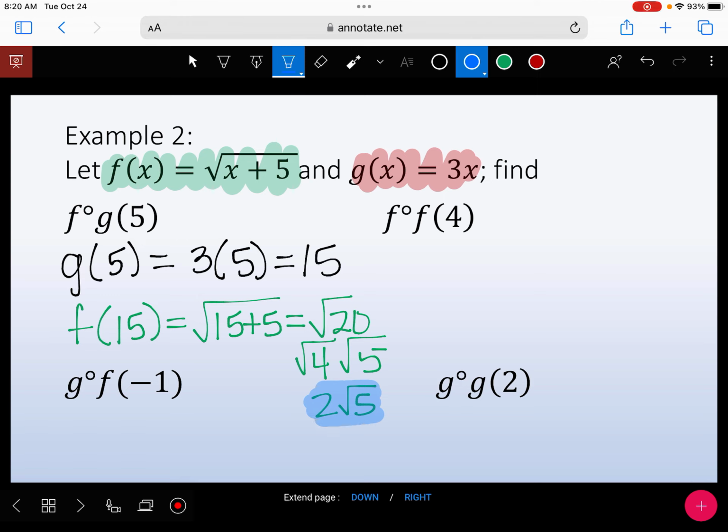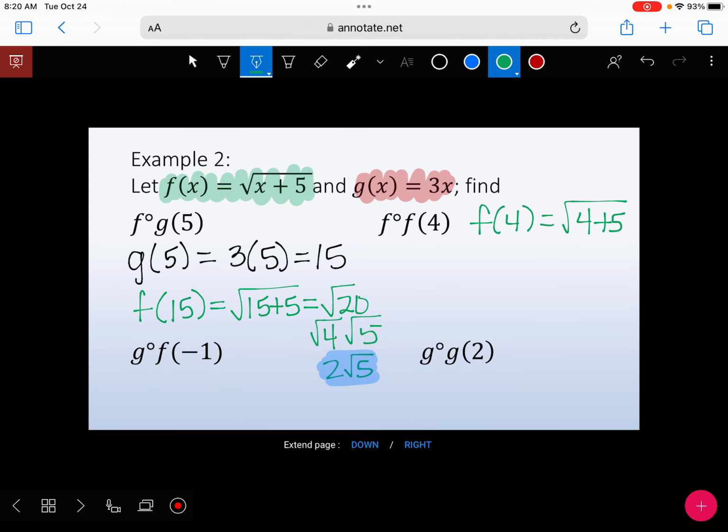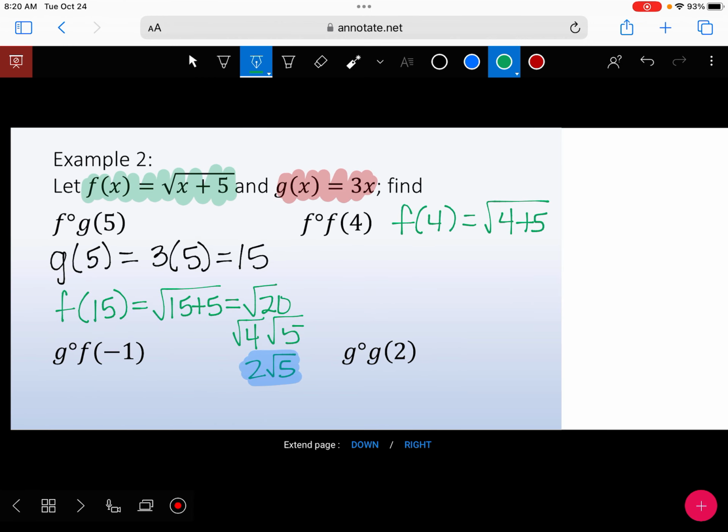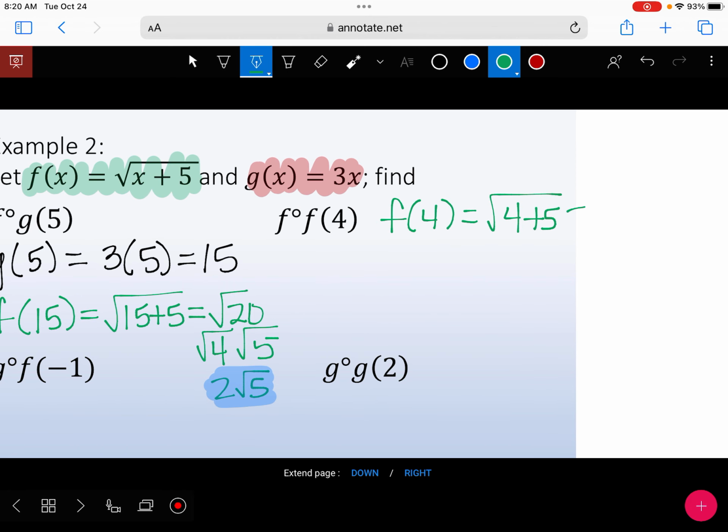All right, so let's find f of 4, which means we're using the same function. We're putting 4 into f. So we're going to find f of 4, which would be the square root of 4 plus 5, which is the square root of 9, which is 3. Who got 3? Now you're taking 3 and putting it back into f again. So you're going to find f of 3.